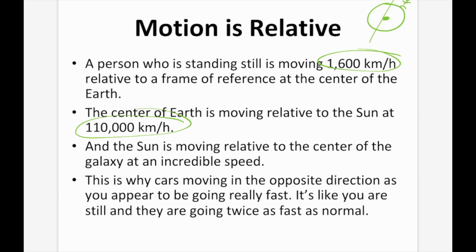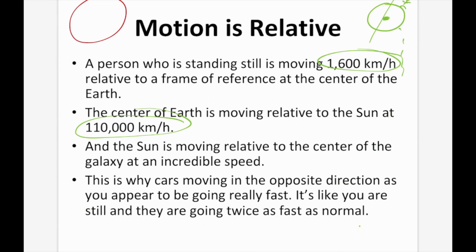The Sun's going to be out here, and the Earth, of course, is traveling around the Sun. And the speed that it travels is 110,000 kilometers per hour. The Sun itself is moving relative to the center of the galaxy at an incredible speed. So it's rotating around something as well.